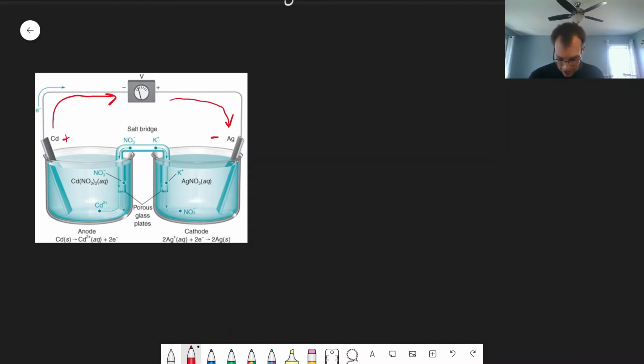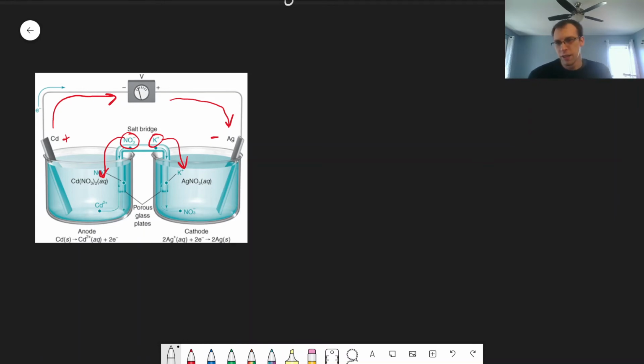So to balance that out, we have negative ions from the salt bridge going into one solution and positive ions from the salt bridge going into the other solution to keep the charge neutrality so that the electrons can keep going through the circuit. That's the purpose of the salt bridge. It prevents the silver ions from going directly over to the cadmium like we had in the previous picture, but still allows us to maintain charge neutrality. So we can still have this reaction, but now we'll actually measure a voltage.